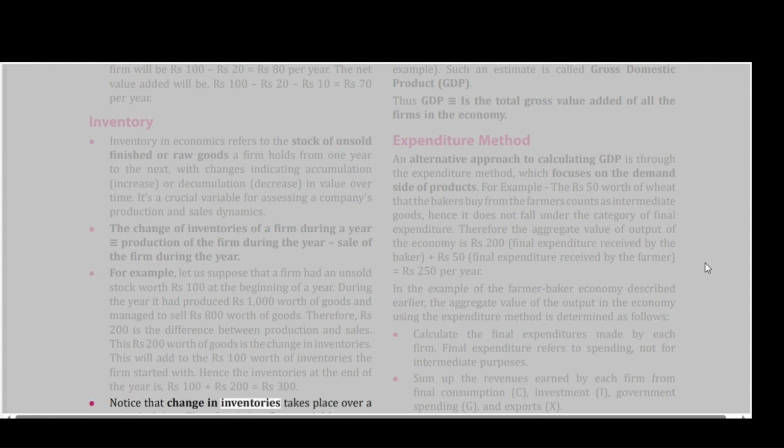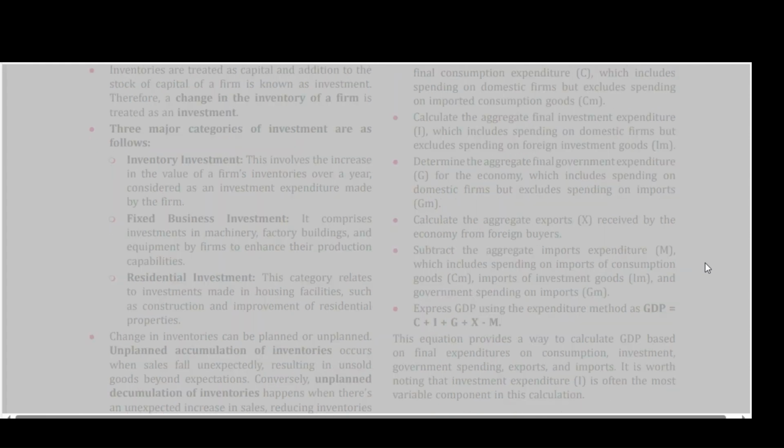Notice that change in inventories takes place over a period of time. Therefore, it is a flow variable. Inventories are treated as capital, and addition to the stock of capital of a firm is known as investment. Therefore, a change in the inventory of a firm is treated as an investment.